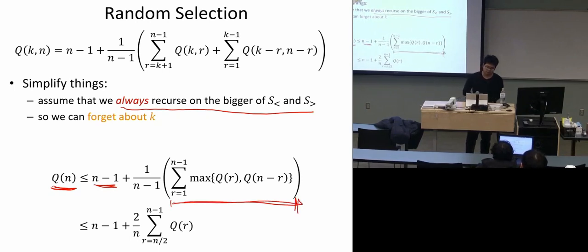And once you sum this up, it means what? When r is less than n over 2, you take the bigger side. When r is more than n over 2, you take the bigger side too. So it means that you always sum the term that is at least half, but the term that is at least half, you sum it twice. So that's why you get a factor of 2 here.